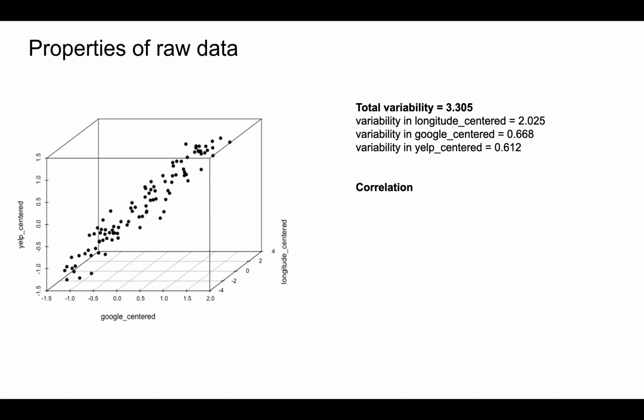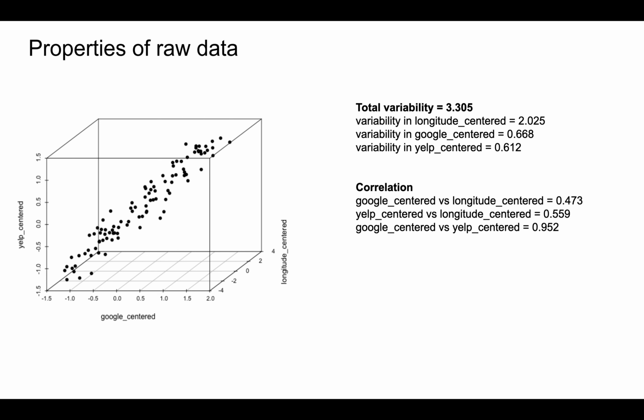Further, we saw that there's correlation among these three features. Though there's only moderate correlation between a restaurant's ratings and its location or longitude, there's a strong correlation of 0.952 between our two rating features. Principal component analysis can help us combine this overlapping information into a set of three uncorrelated features.